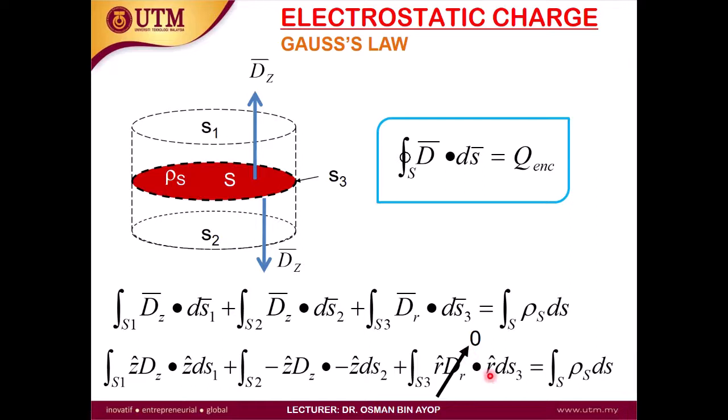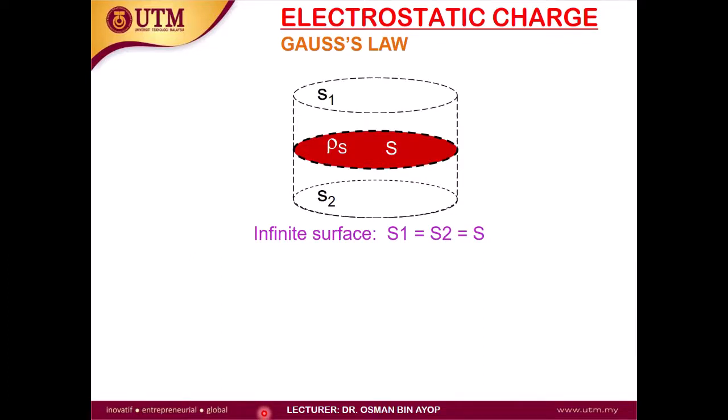We have no component of D around the side of the cylinder, because one of the reasons is that the thickness of S3 is very thin, approaching zero. That means there is no contribution from the side, so it becomes only the Z component. Referring to this figure, you can see that S1 and S2 are basically equal to S.